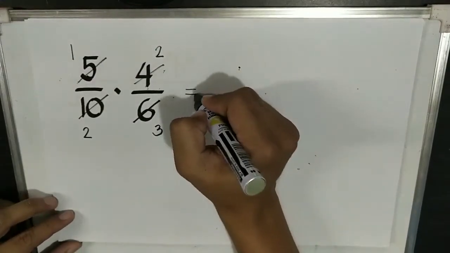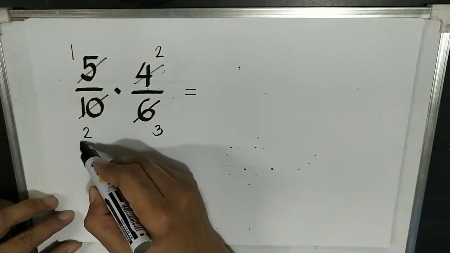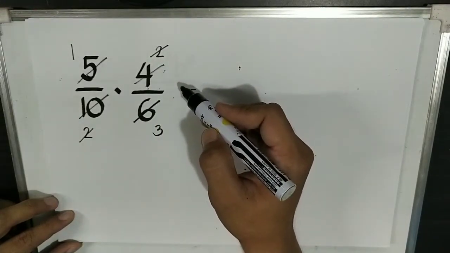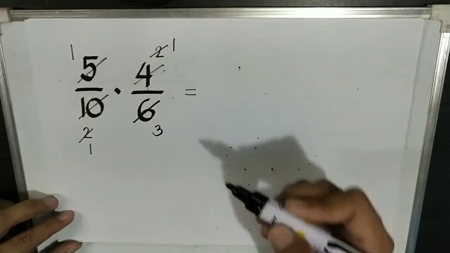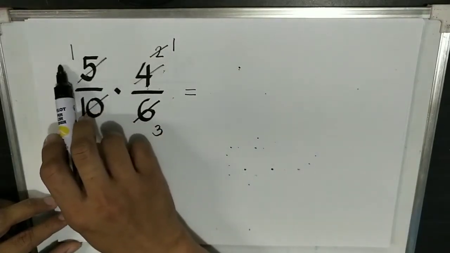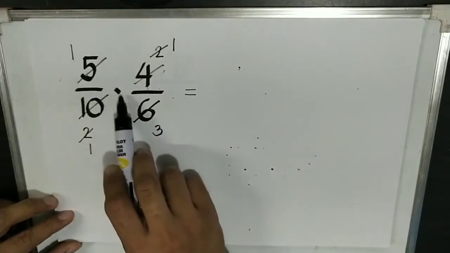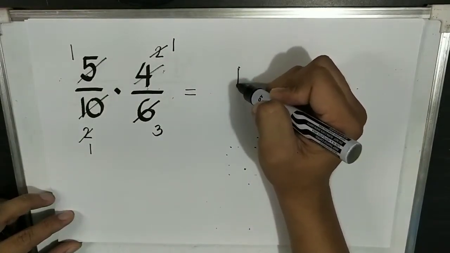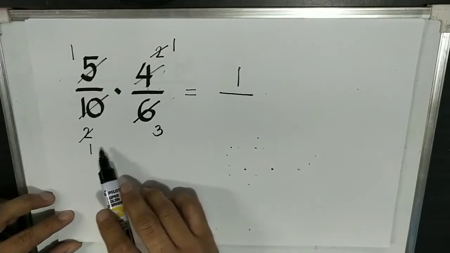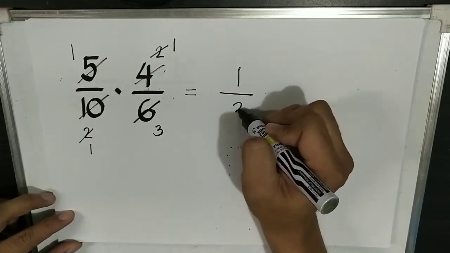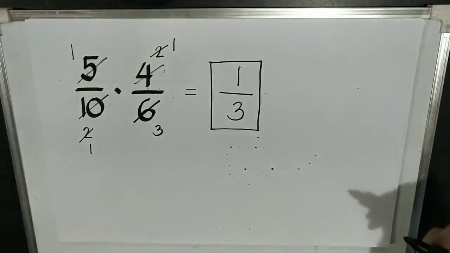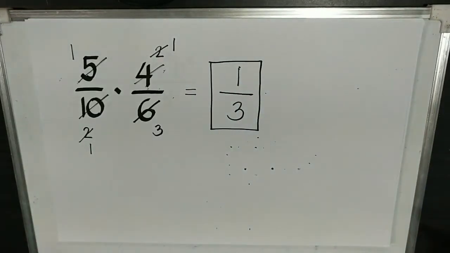Okay, you may cross out this 2 and 2 by the greatest common factor 2. We have 1, 1. Then we have to multiply now 1 times 1. Multiply the new numerators. So 1. Then 1 times 3 is 3. Okay, so we have the same answer, 1/3, with two different methods.